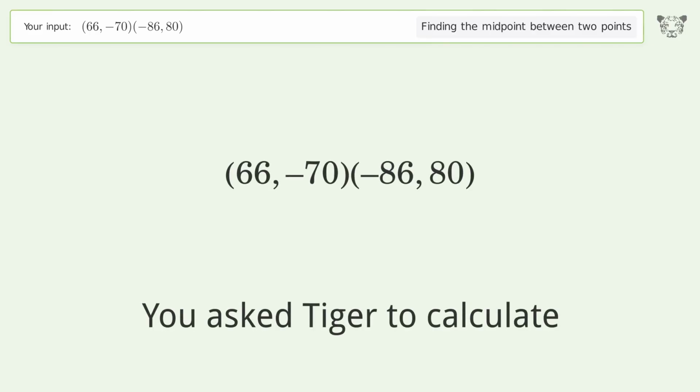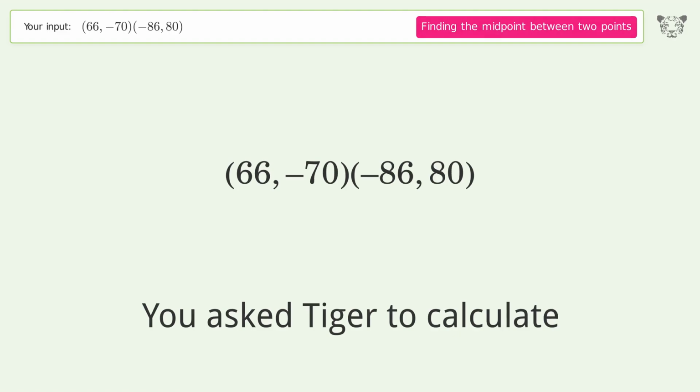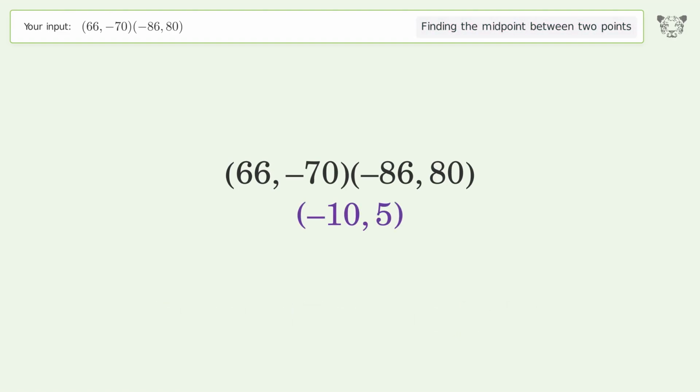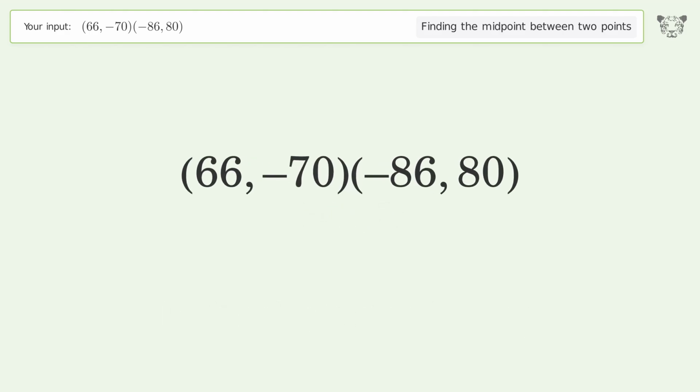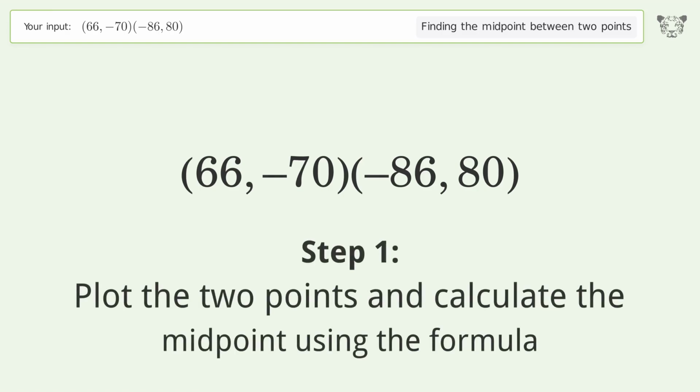You ask Tiger to calculate. This deals with finding the midpoint between 2 points. The midpoint between the 2 points is -10,5. Let's solve it step by step. Plot the 2 points and calculate the midpoint using the formula.